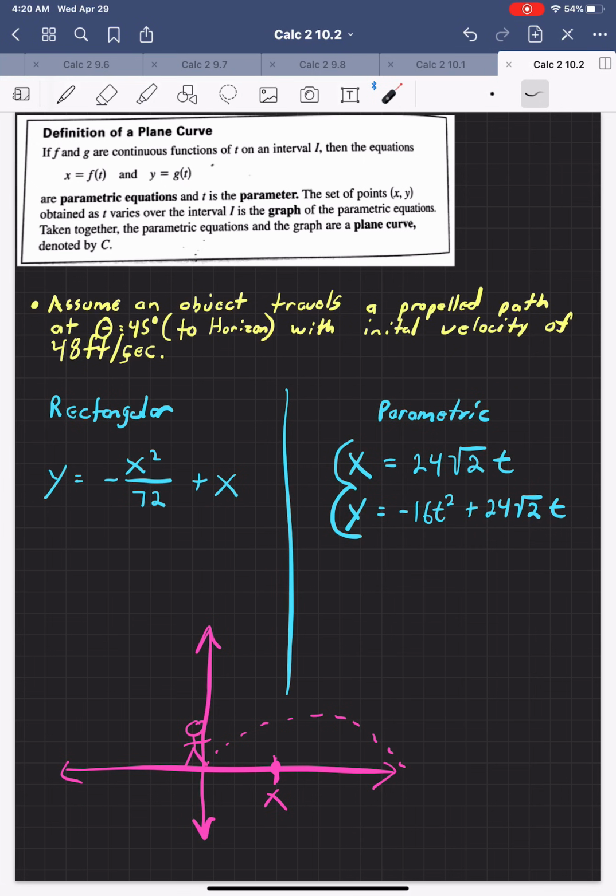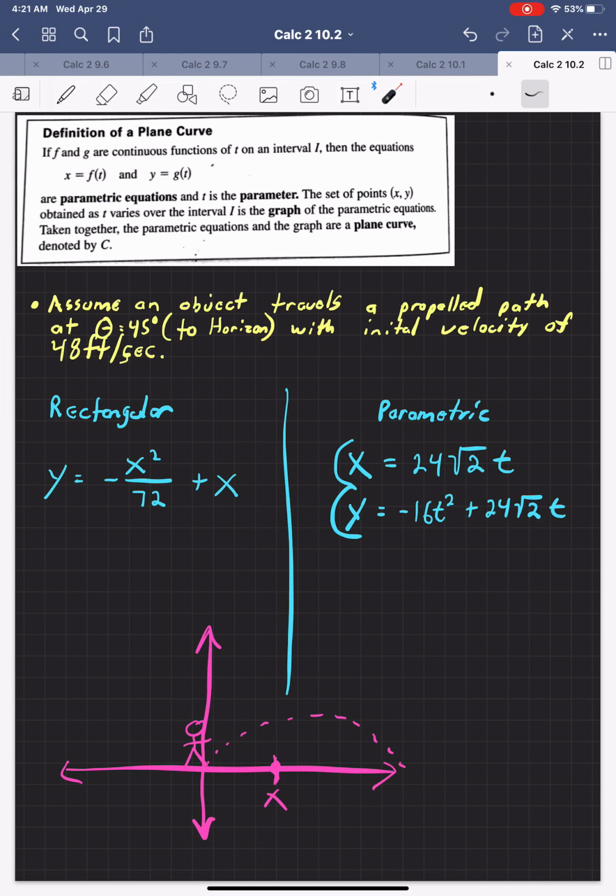So what is this t? So this t is what we call a parameter, and we parameterize. So in other words, we write x in terms of parameter t, we write y in terms of parameter t, and that is how we create a parametric equation. So that's what this definition of what we call a plane curve is telling you. You're just writing x as a function of t, you're writing y as a function of t. That's really what we're saying.